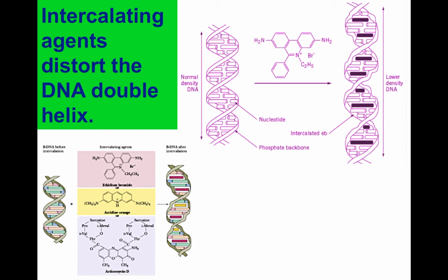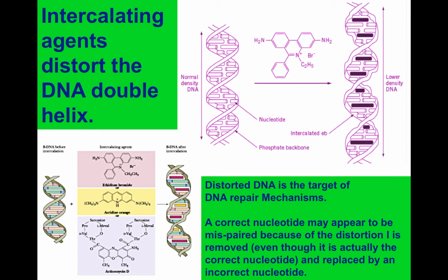It's a little bigger picture for you. Distorted DNA is the target of DNA repair mechanisms. DNA repair mechanisms see this distorted helix and say, there's something wrong, we have to fix it. A correct nucleotide, remember this is not changing the sequence of nucleotides, so a correct nucleotide may appear to be mispaired because of the distortion. It can be removed even though it's actually the correct nucleotide, and because of the distortion and the mispairing of the bases, it can be replaced by an incorrect nucleotide. Ethidium bromide is actually a very, very effective mutagen. It can change the sequence of DNA quite readily.